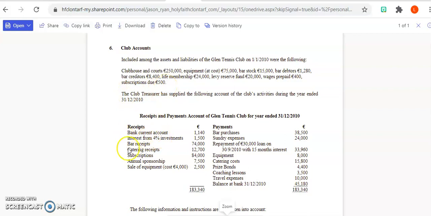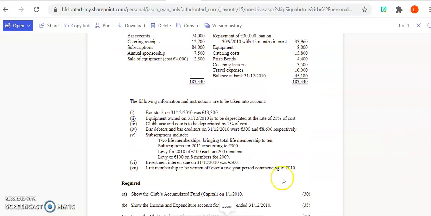Then we need to include our bank account, which is going to be an asset. Your loan of 30,000 is going to be a liability. The interest is going to be a liability. Your investment then is going to be an asset that we're going to do an adjustment on. And the last one then is your levy. So your levy then, of this here for 2009, is also going to be a liability.